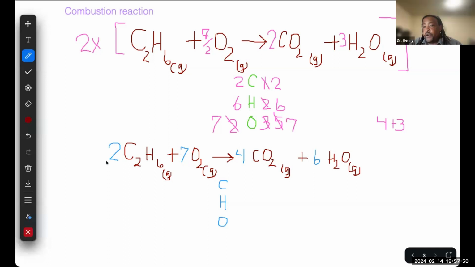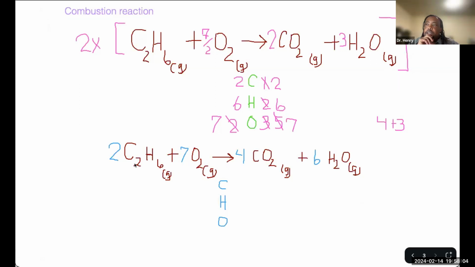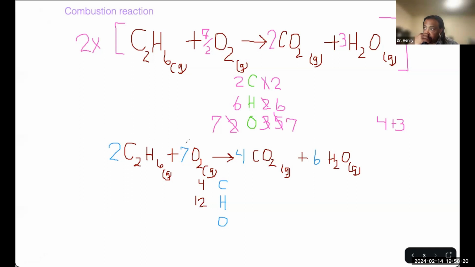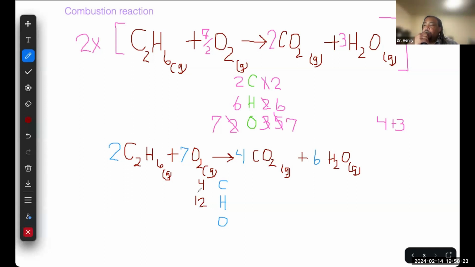Remember the coefficient in front. So we're looking down here at the bottom. So 2 times 2, 4. Okay, and then our hydrogens, we have 2 times 6, 12. And then our oxygens, we have 7 times 2, 14.